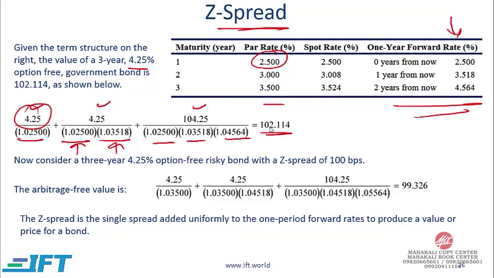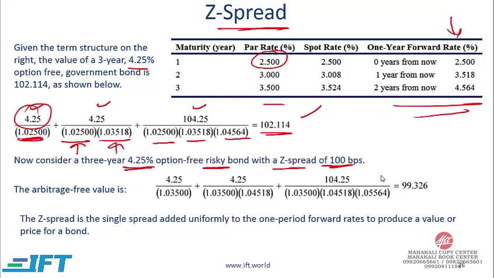102.114. Now let's say that we have a 4.25% bond which is risky. So unlike the earlier bond, we now have default risk, and we are told that the z-spread is 100 basis points. So what does that mean? Now notice the method that we used up here. We discounted 4.25 at 2.5%.